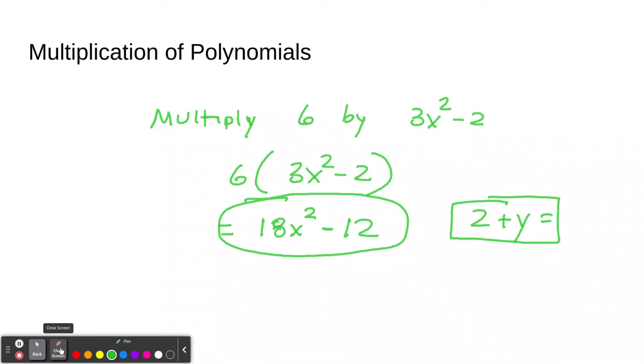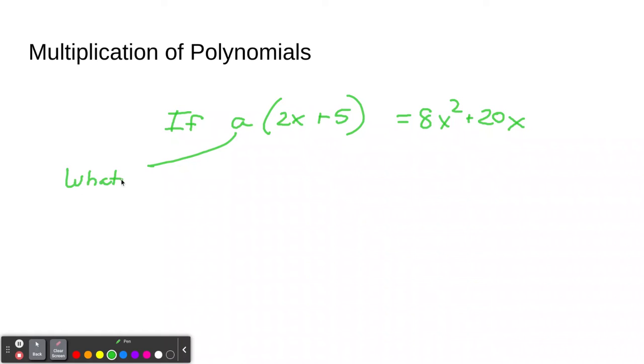All right, let's give a few questions you might find more on the regions. What if we use the word if? Like if, right? Everyone likes the word if. If a times 2x plus 5 equals 8x squared plus 20x, then what is a? What can a be? What is the expression of a? What kind of monomial can we make?